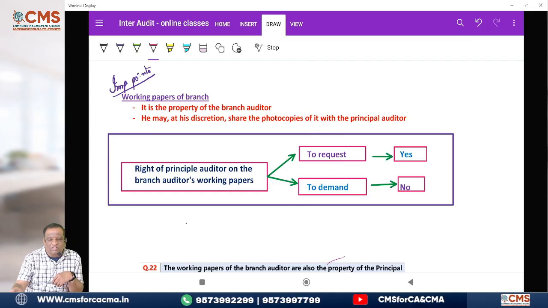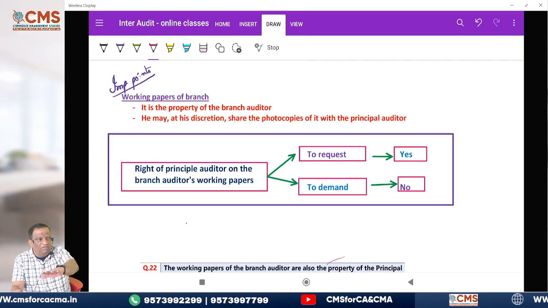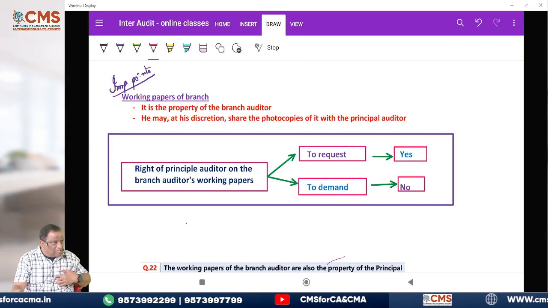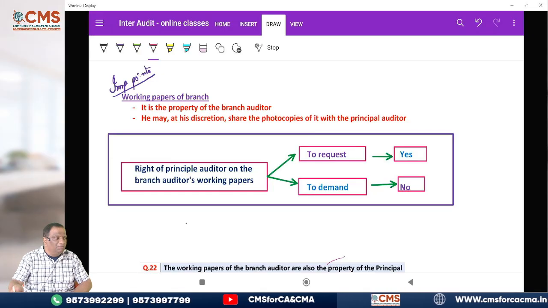Because in a branch audit, what will happen? You are a branch auditor. You finish your branch. He is a branch auditor. He will finish his branch. Both of you give me the report. Sitting at head office, I will do the head office. I will take your reports and prepare the consolidation. That is what practically happens.